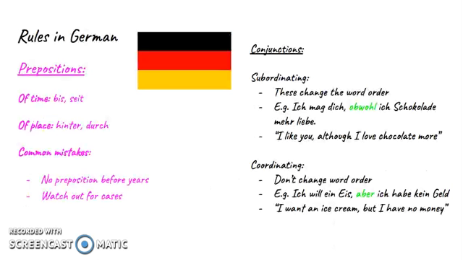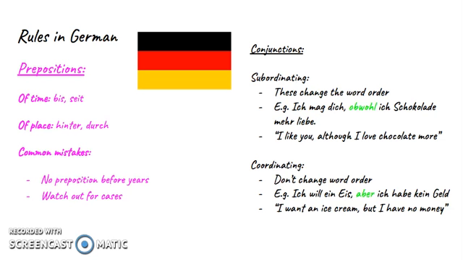Rules for German. The types of prepositions in German include time and place, and these both form a relationship between two noun phrases. Time prepositions include bis, which means to, and seit, which means since. Place prepositions include hinter, meaning behind, and durch, meaning through. But watch out for common mistakes. In German, you don't have the preposition "in" before the year stated. For example, in 1979. And also, each preposition follows a case, so you must make sure you agree the articles and the adjectives to this case.